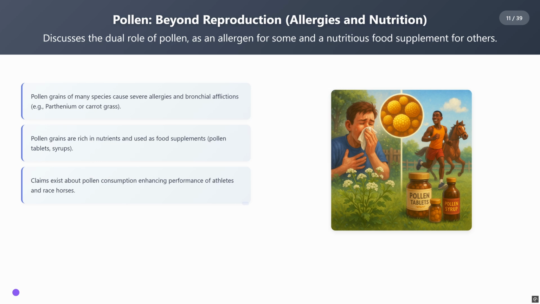Absolutely. Pollen grains are packed with nutrients. And in recent years, there's been this growing trend of using pollen tablets as dietary supplements. In many Western countries, you can find all sorts of pollen products, tablets, syrups, marketed for their health benefits. Some even claim that consuming pollen could boost the performance of athletes and racehorses, though the evidence for that needs more study. Interesting. So these tiny grains really pack a punch in both good and not so good ways for some people.